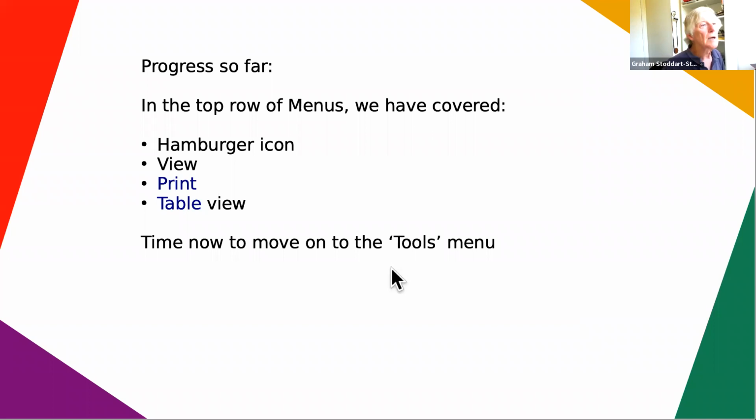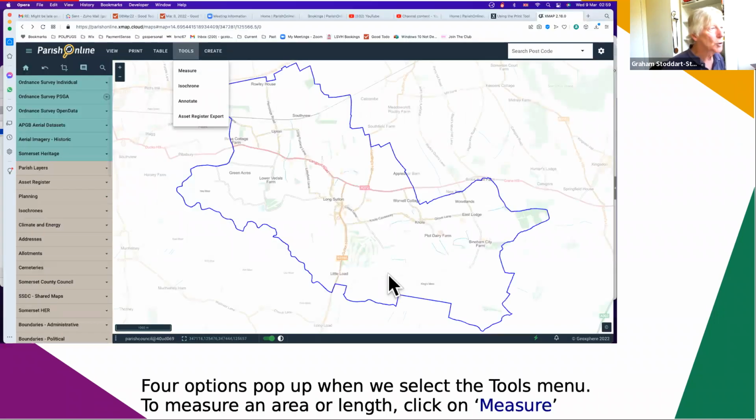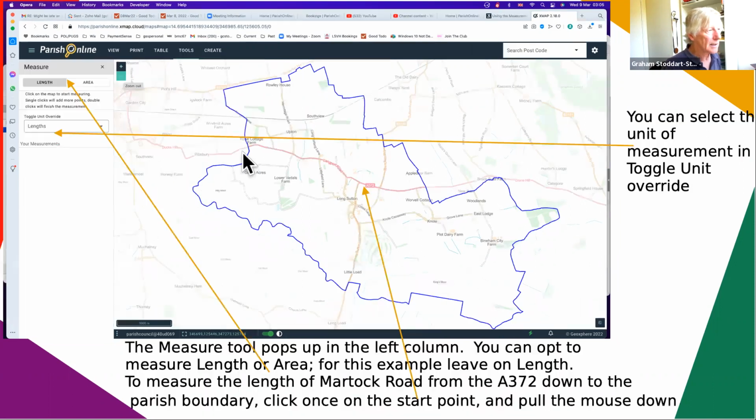So first four menus covered. Next one is tools. So we get four options in tools. The first one being measure. So unsurprisingly, I'm going to click on measure.